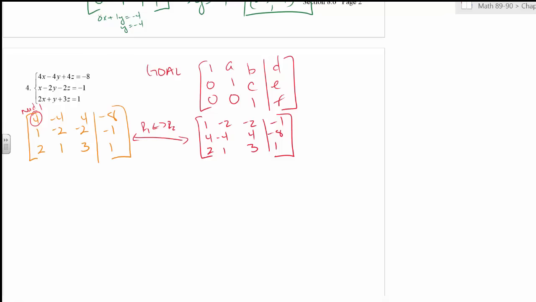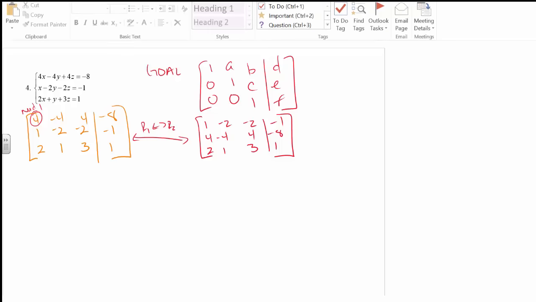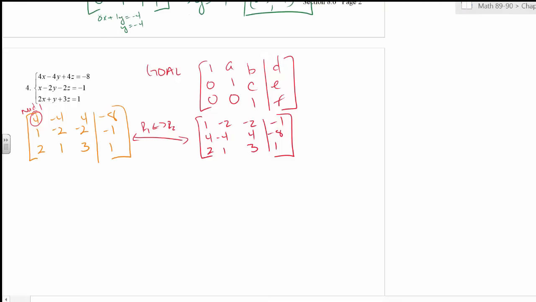We have to get 0s below that 1. So I need a 0 here, and I need a 0 here. In order to get that first 0, you usually have to multiply and add to the row you want the 0 at. So I'm going to multiply the top row because it has a 1. That's the beauty of having a 1 there. I can multiply it by negative 4 and add to R2, and that will give me new R2. So what is that going to look like?